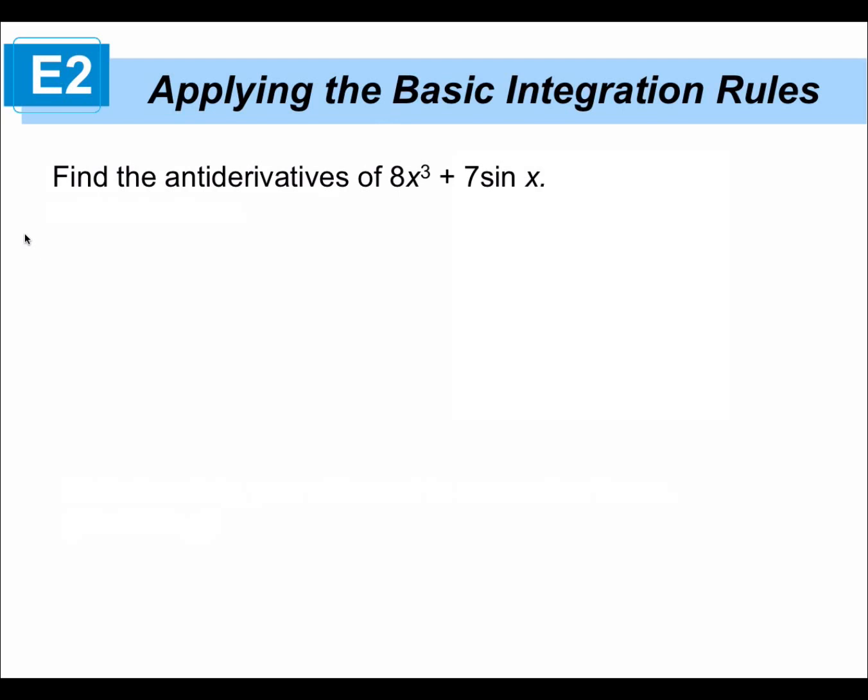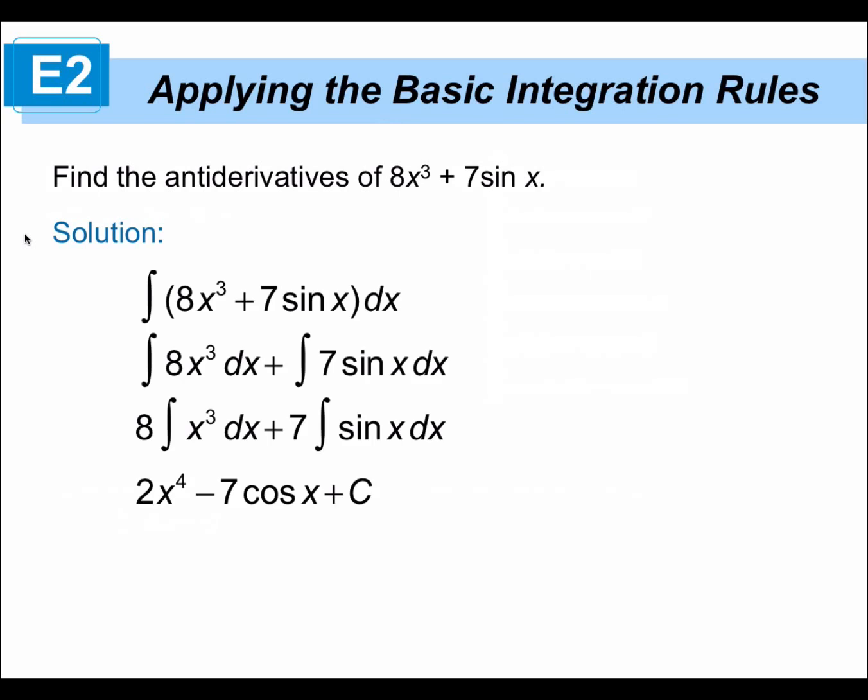What's the antiderivative of 7 sine x, Jackie? Negative 7 cosine x plus c. Very good. Okay, so now what I'll show you here is the way that you're not going to do it. You'll get comfortable with the basic integration rules and go right to 2x to the 4th minus 7 cosine x plus c. But I broke it down by the individual parts.